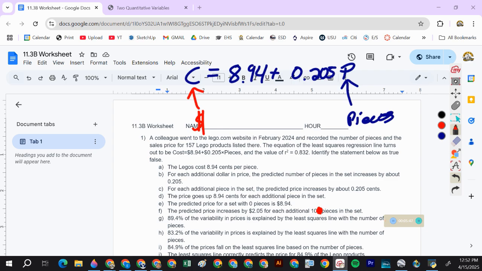L, if a kit costs $25, it should have about 78 pieces. So if we were to plug 25 in here, and we subtract 8.94, and then we divide by 0.205, I actually get 78. But what's wrong with that?